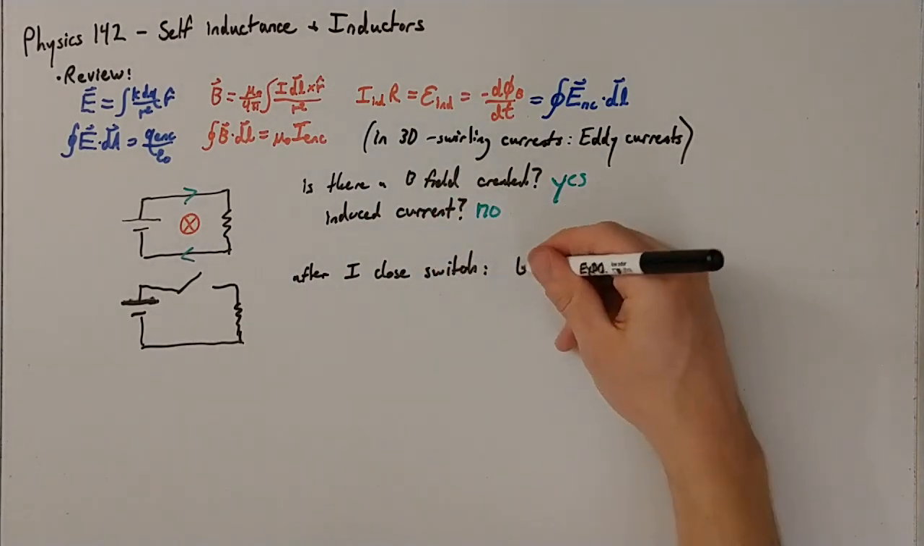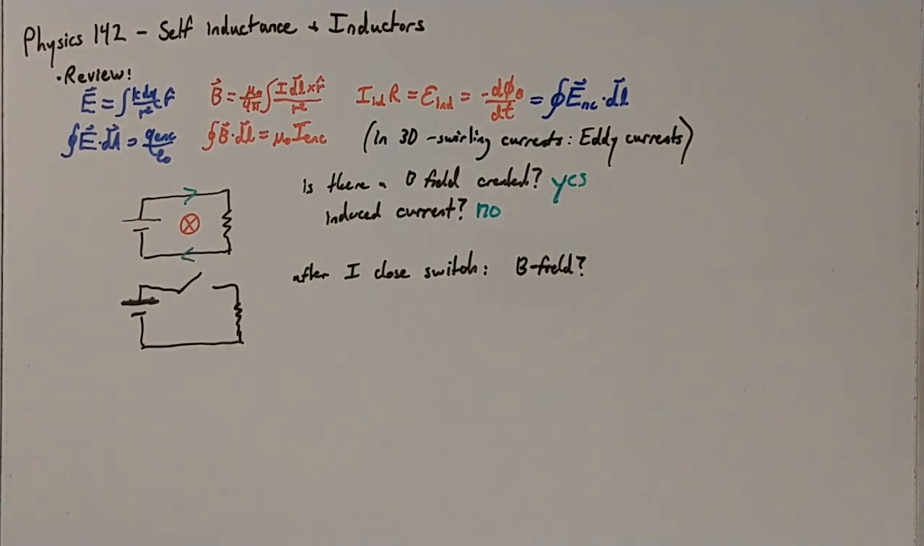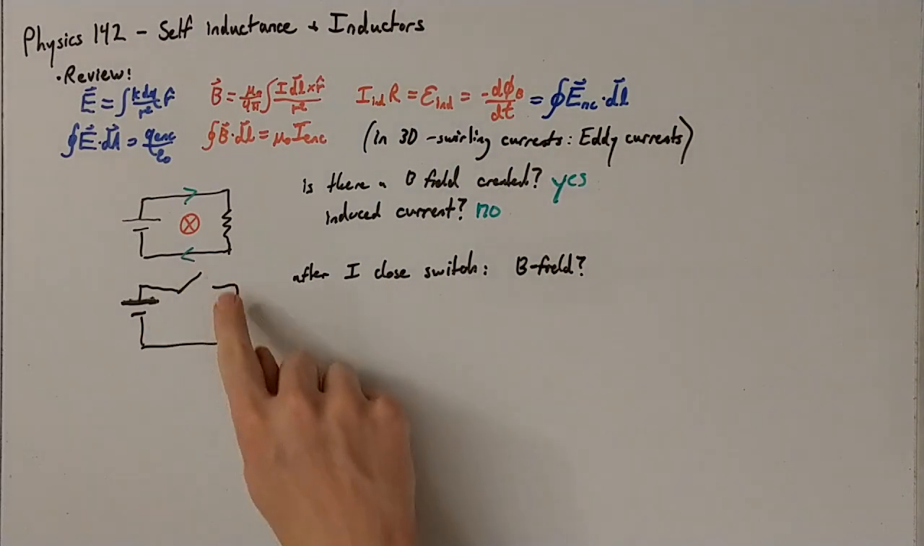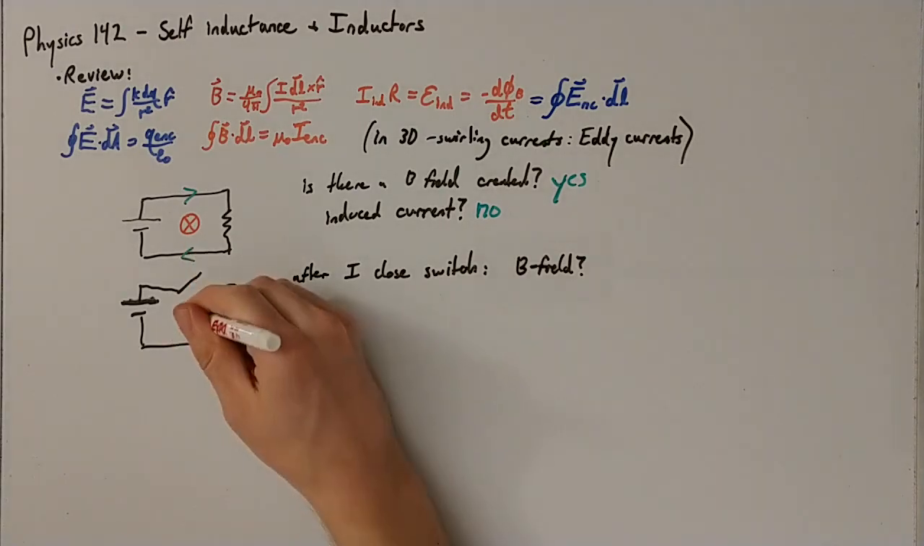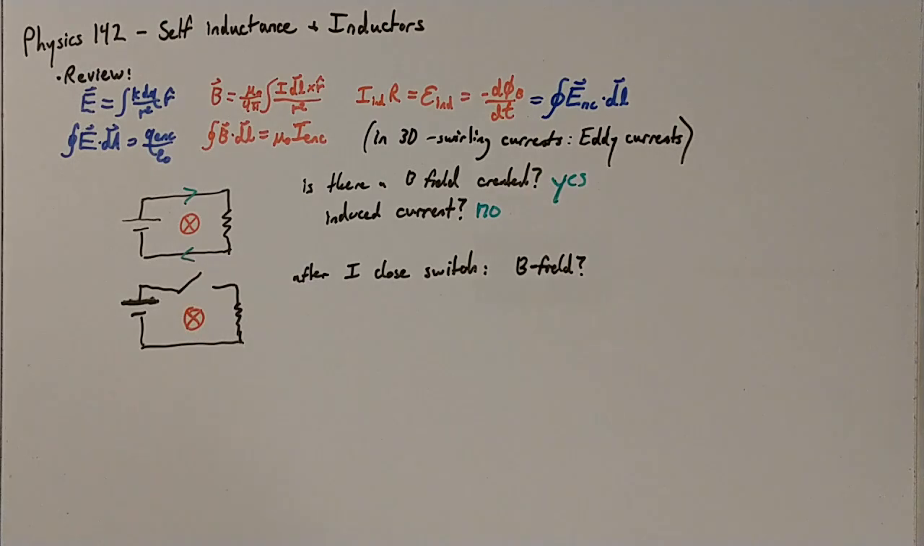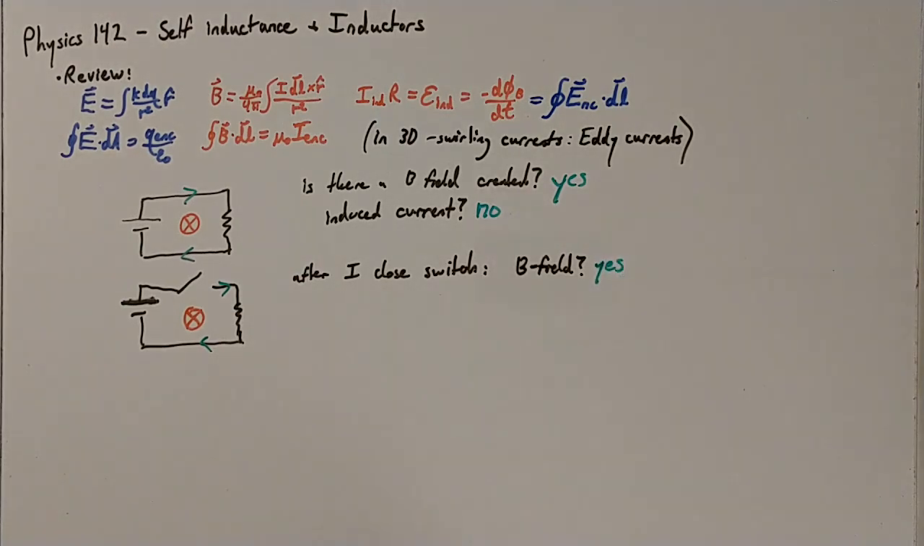Will there be a B field? Well, that's the first question. Will there be a B field? As soon as we close the switch, we're going to start getting some current flowing, and that will look a lot like this circuit. And so, yes, we will get a B field. Once we close the switch, we'll get some current flowing, and we'll get a B field, at least a little bit. So, will there be a B field? Yes, there will.